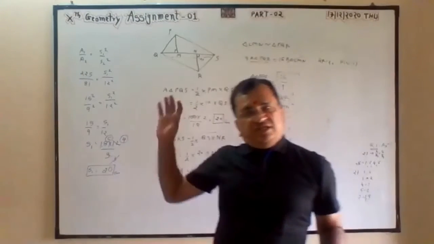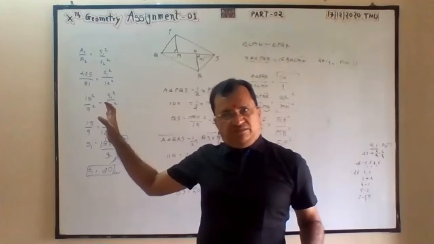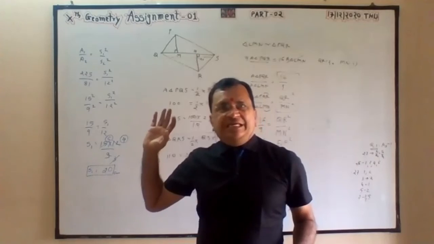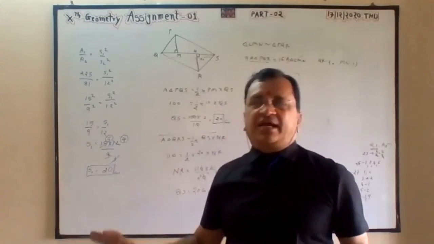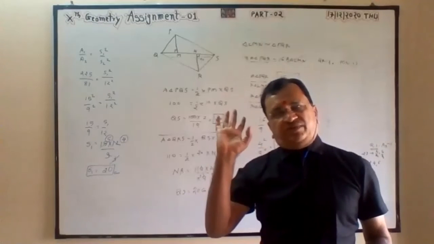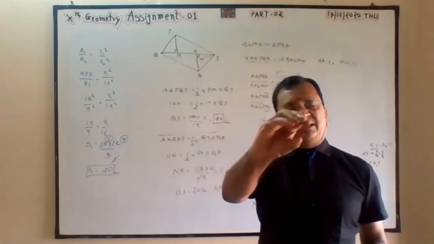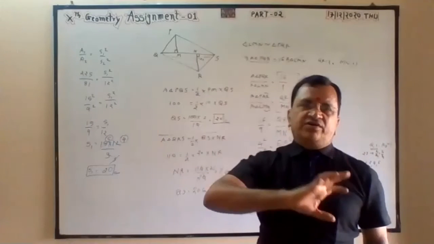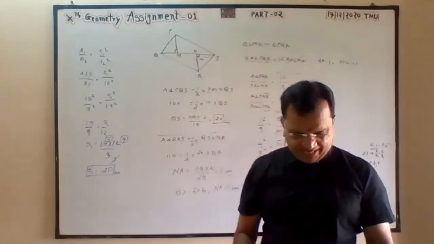Which formula we have proved by the theorem? That is the theorem of ratio of area of two similar triangles that we are using, and on that base they will ask 100% one question. Area is given, you have to find out the ratio of side. If side is given, you have to find out the ratio of area, like that.